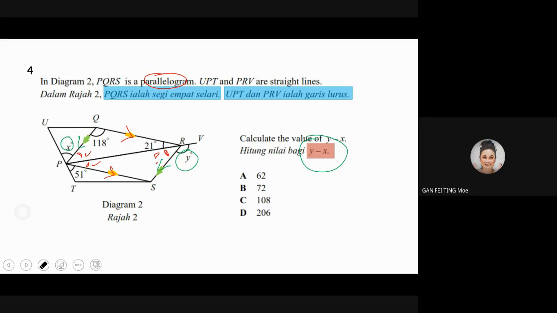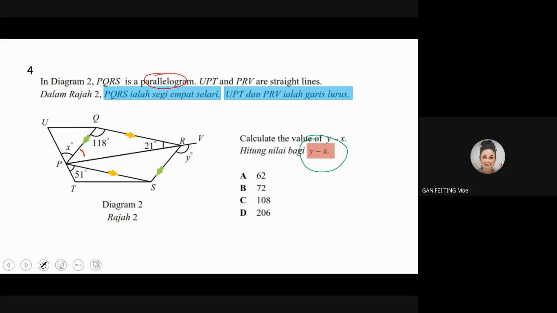Then go back to the parallel. Take away all this first. Which one do you want to start with? Look into the diagram of triangle PQR. What do you get from PQR? You will be able to find this. What will the angle be?